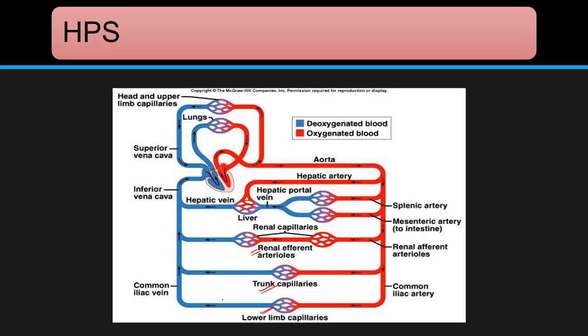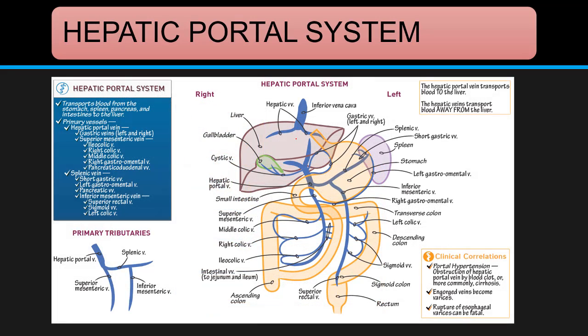So the deoxygenated blood from lower limb capillaries and trunk capillaries makes the common iliac vein, which further merges into the inferior vena cava. Okay, this common iliac vein receives blood from lower limb capillaries, trunk capillaries, then renal, meaning the kidney, then the liver in the form of the hepatic vein, and then it merges into the inferior vena cava. So this is known as what? The hepatic portal system.